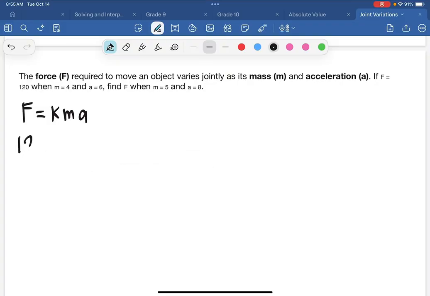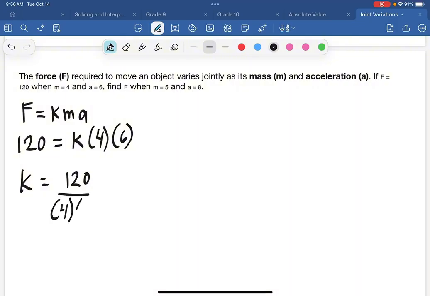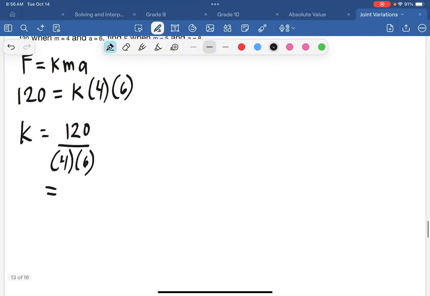Before we proceed to the second part of the problem, let's find the constant. For F, we have 120 equals K times m is 4 and a is 6. So let's have the shortcut for this one. K is equal to 120 over 4 times 6. Now 4 times 6 is 24, so we have K equals 120 over 24, which is equal to 5. So the value of the constant is 5.